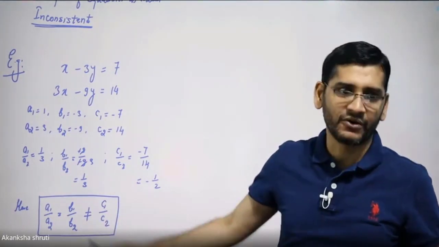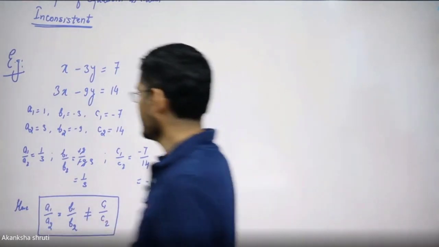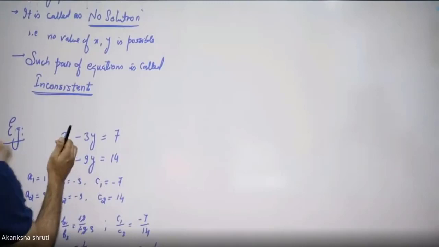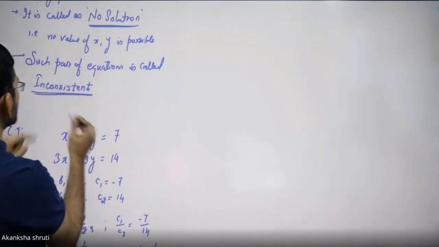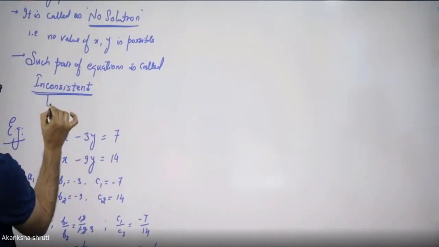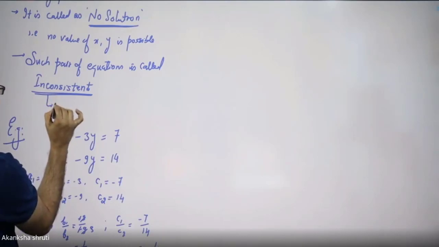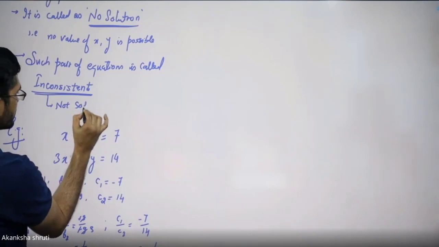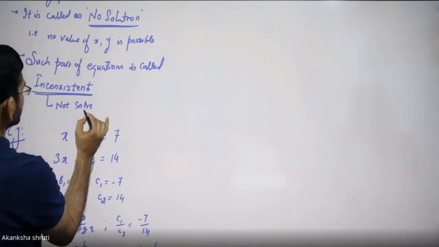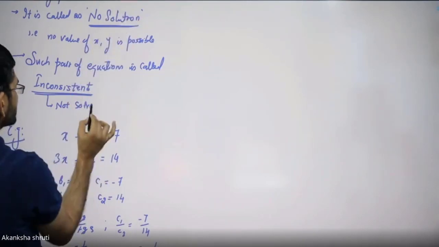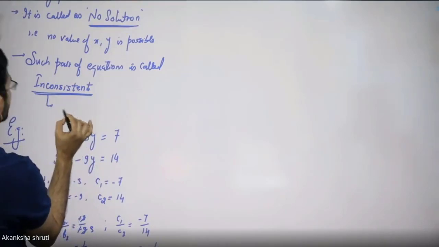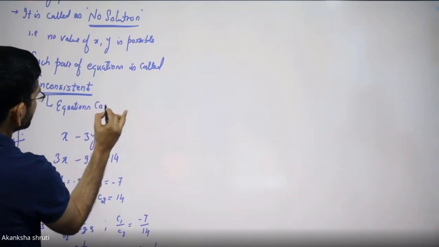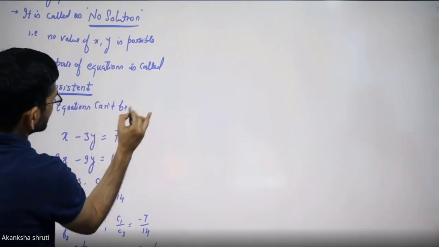From the graph, we will also learn this conclusion. So students, such a pair of equations is called inconsistent. Inconsistent simply means not solvable equations, or equations that cannot be solved.